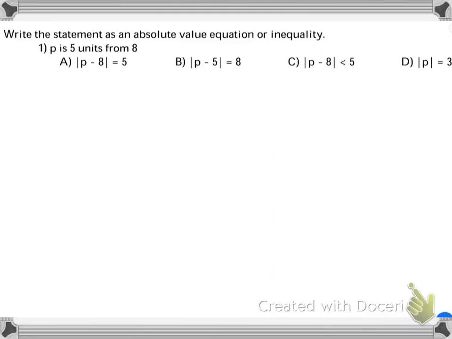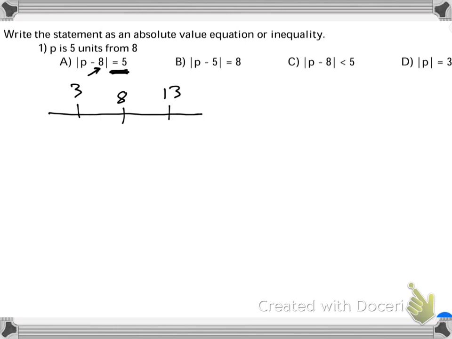Write the statement as an absolute value equation or inequality. P is 5 units from 8. Okay, let's do a little sketch here. Here's number 8. Here's 5 units this way, and here's 5 units that way. Let's just read the question again. P is 5 units from the number 8.